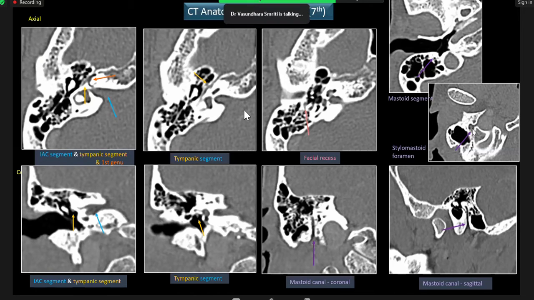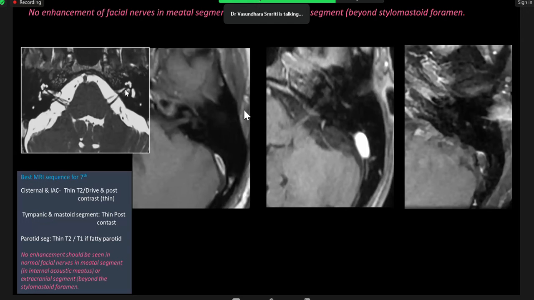And then it travels inferiorly till the stylomastoid foramen. So this is the normal pathway of the facial nerve. It is important to know this normal pathway to understand the perineural spread. On an MR, we see the cisternal segment on a CISS image very well. We look for the enhancement on a post-contrast sequence. We look for the nerve over here.